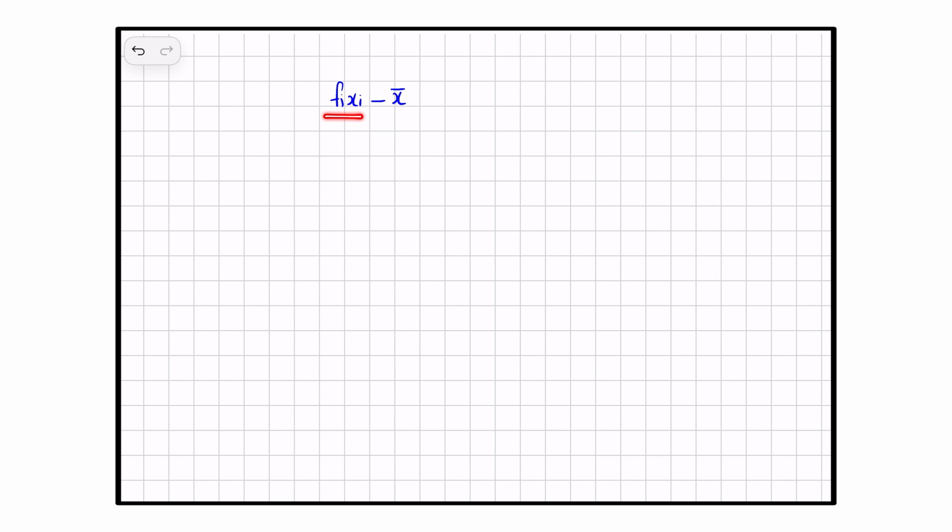Now there is no doubt about fi xi. It is a summation of all the fi xi values, and x bar is the mean. But what will be the value together? That we cannot find without the actual values.